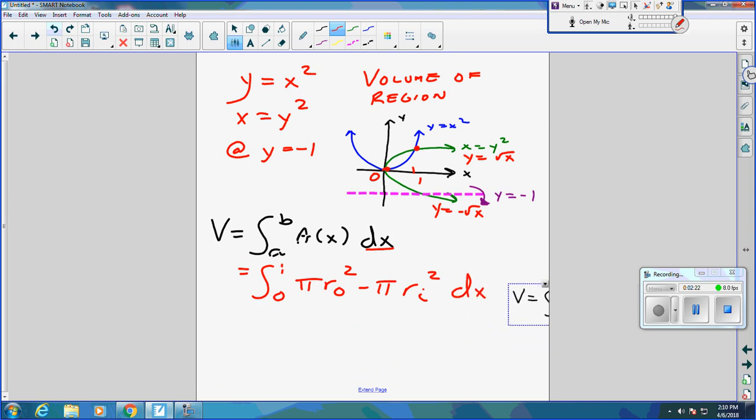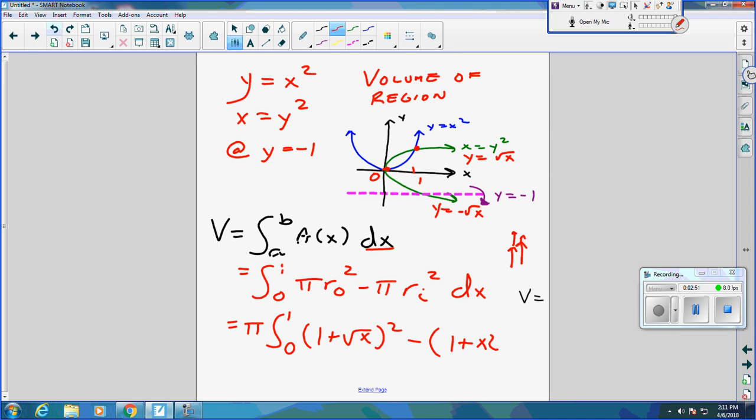I'll move this to the side for now. Bring the pi out. And then the outside radius is the 1 plus the y distance, and it goes to the other curve, so 1 plus square root of x, quantity squared, minus 1 plus x squared, the inside radius, which would be this and this. All right? And when I get this done, this is the integral set up but not evaluated.